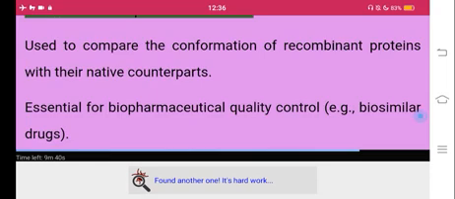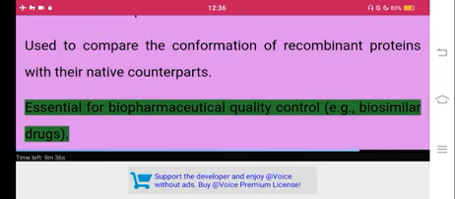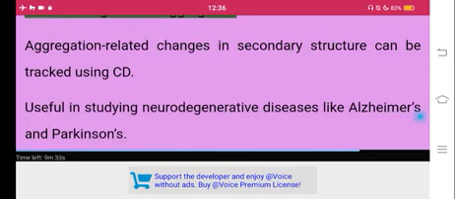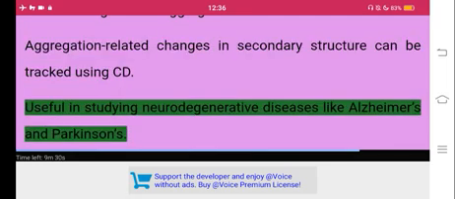5. Structural comparison of proteins. Used to compare the conformation of recombinant proteins with their native counterparts. Essential for biopharmaceutical quality control, e.g., biosimilar drugs. 6. Monitoring protein aggregation. Aggregation-related changes in secondary structure can be tracked using CD. Useful in studying neurodegenerative diseases like Alzheimer's and Parkinson's.